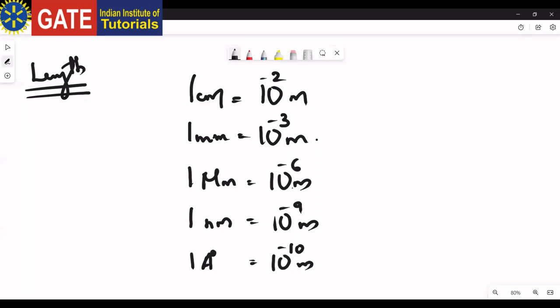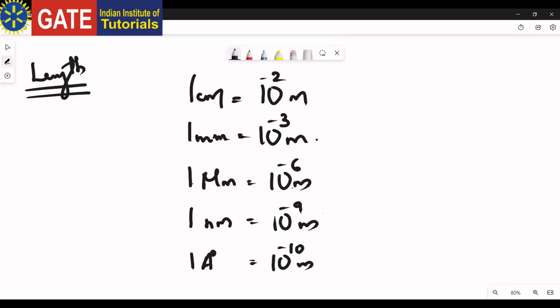Okay. Now what about 1 picometer? 10 to the power minus 12 meter. And what about 1 femtometer? 10 to the power minus 15 meter. Okay, so it will be going like that. You don't have to memorize this whole series now. Just go until Angstrom. Angstrom you will need in chemistry actually, not in physics. We need it up to nanometer. Okay, so these are the smaller units.